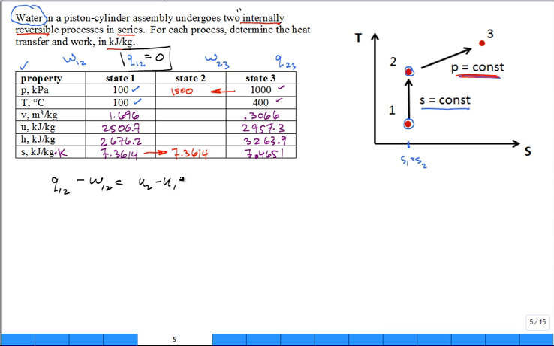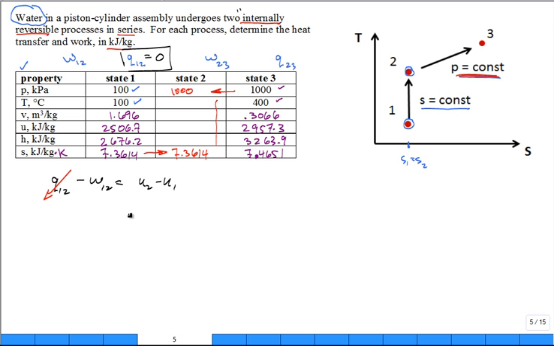What term do we already know is 0? Q1 to 2, that's right. Now, if I knew U1 and U2, I really do need to go in and fill in these property values here. What I do is go in and find out that at state 2 it's in the superheated region, but it's not lying cleanly on a line.